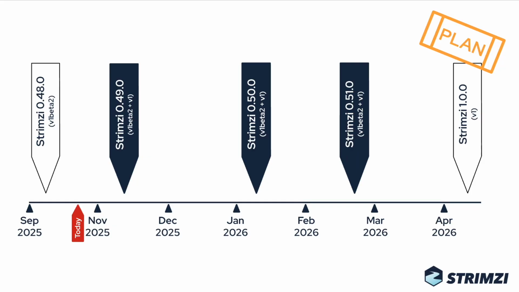The Strimzi 0.48 release with the v1beta2 support was released in early September. Now, the Strimzi 0.49 release, which was the main focus of these videos and which will bring the support for the v1 API, but still keep the v1beta2 API support, will be released in November. Then in January, it will be followed with the Strimzi 0.50 release, and in February, with the Strimzi 0.51.